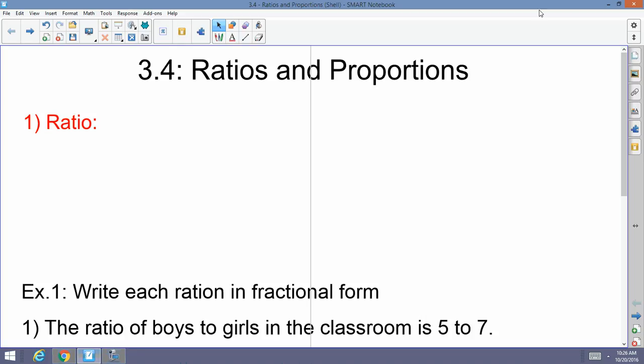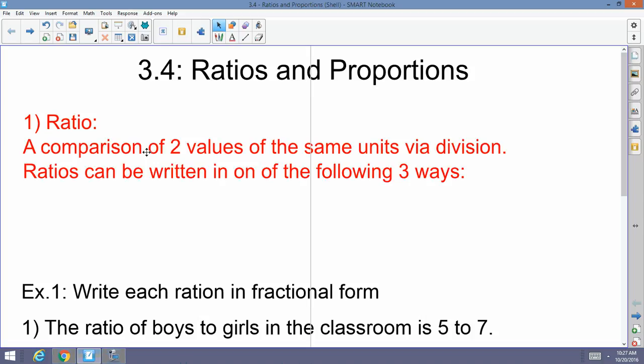Today we're going to start talking about ratios and proportions. And right off the bat, guys, a ratio is a comparison of two values of the same unit via division. I want you to understand that I emphasize same units, okay? We're going to discuss this a little bit later in great detail. But when you have a ratio, it's basically a fraction, but it's a fraction made up of the same units.